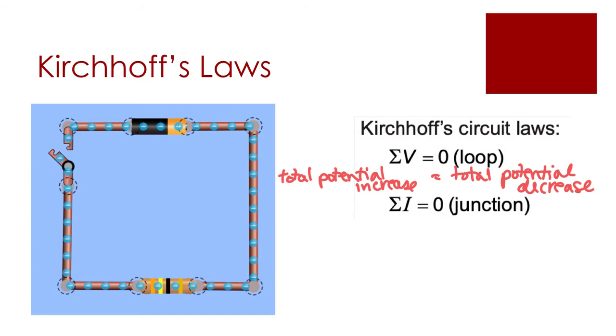So if we go around any loop, here we have a cell. I call that a potential increase. I'm giving the electrons some energy. And as I go around my circuit, I come to a load, in this case a resistor. In that case, I'm going to use all that extra energy that I was given from this cell. And when I get back here, I'm going to be back to where I was at the beginning.